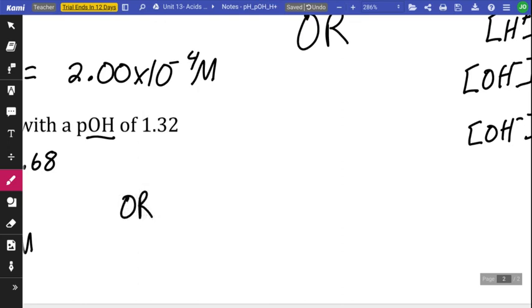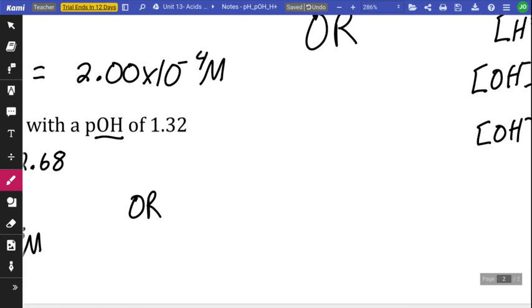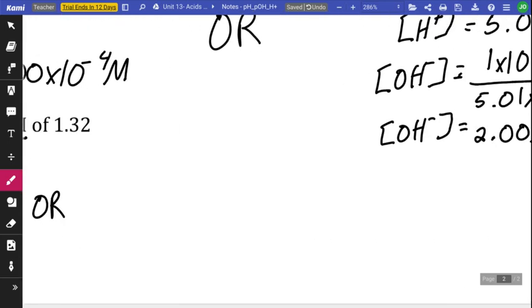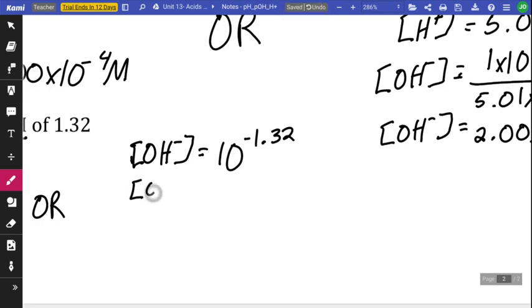The other way to do this would be to go from our pOH, so a pOH was 1.32, and go to our hydroxide concentration. Okay? So go to OH minus, and that equals 10 to the power of negative 1.32. I plug that in my calculator, and I will find that my hydroxide concentration is going to equal 4.79 times 10 to the negative 2. Okay.